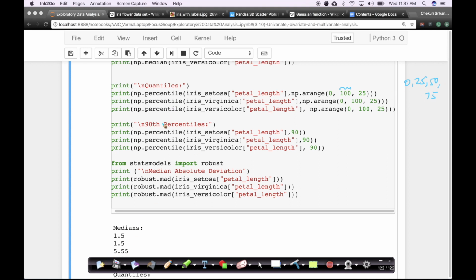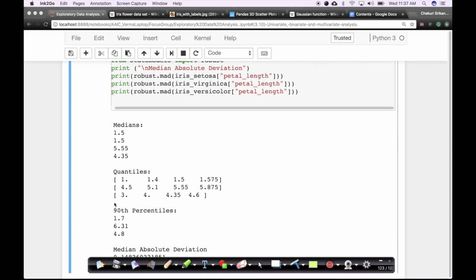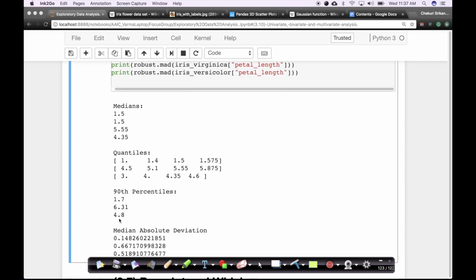Similarly, you can also get 90th percentiles, right? 90th percentiles are very, very useful. Let's look at the 90th percentile values. The 90th percentile value for Setosa is 1.7, for Virginica and Versicolor are 6.31 and 4.8. Now, you might say, why the heck a 90th percentile? Why did you pick up the 90th percentile specifically? So let me give you an intuition. Let me connect it with a real world use case.